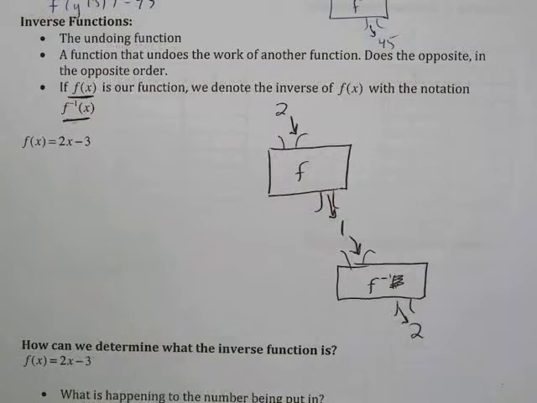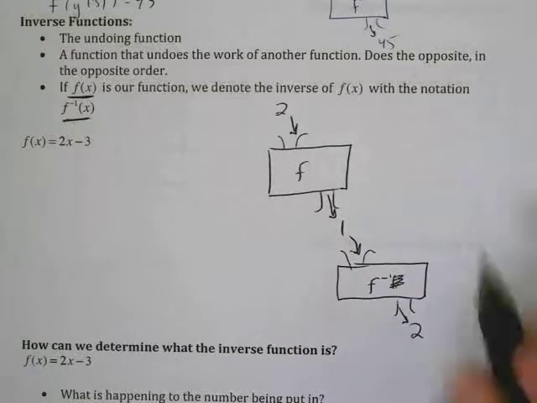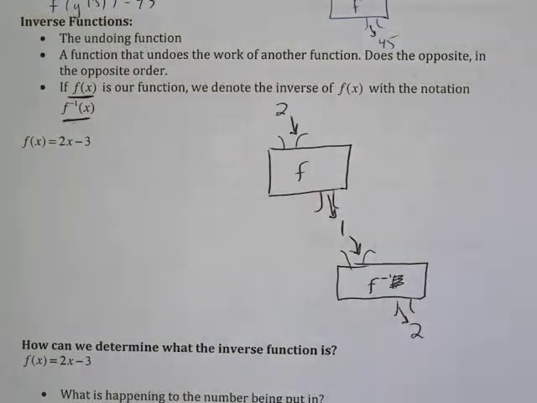So that's kind of what you think of as an inverse function. Maybe not as annoying as a little sibling. So that's our goal here. We're supposed to find some function that undoes the work of another function. To do that, we can list what's happening to the numbers being put into a function. So that's what we're going to do next.